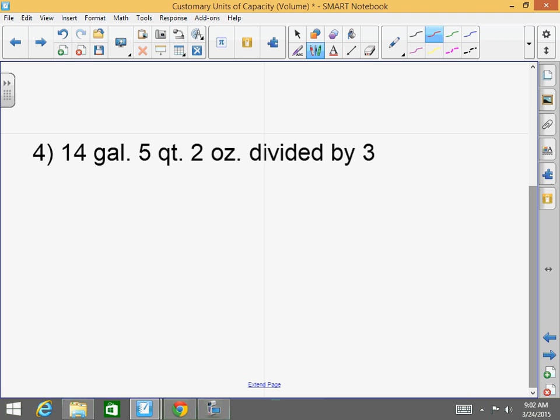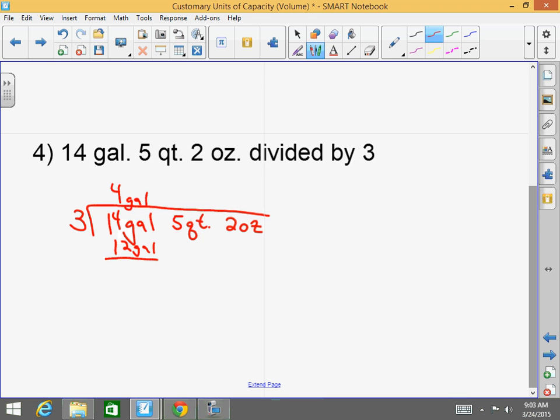Okay, number 4. 14 gallons, 5 quarts, 2 ounces divided by 3. So we're going to put a 3 on the outside here. We got 14 gallons, 5 quarts, 2 ounces. 3 goes into 14 4 times, 4 gallons. 3 times 4 is 12. So I'm left with 2 gallons. But I'm going to go ahead and take those gallons and turn them into quarts. How many quarts in 1 gallon? So how many quarts in 2 gallons? Okay, so that becomes 8, which then I have 13 quarts.